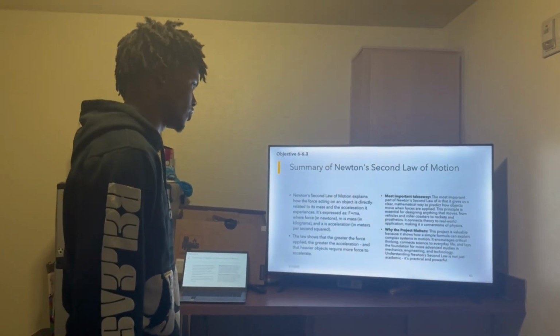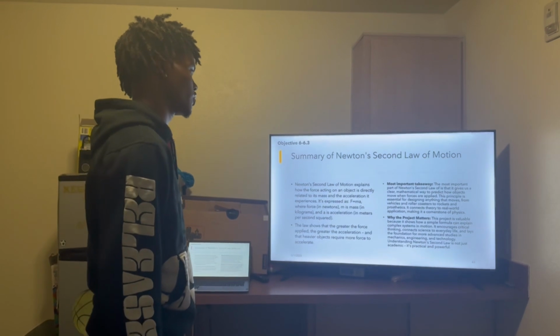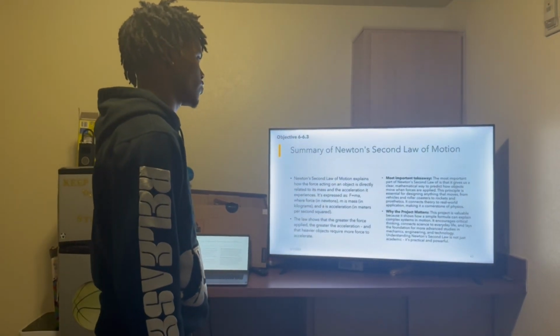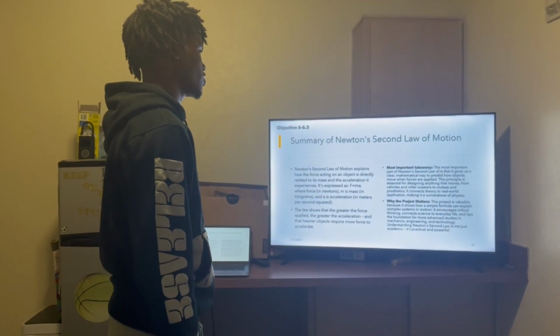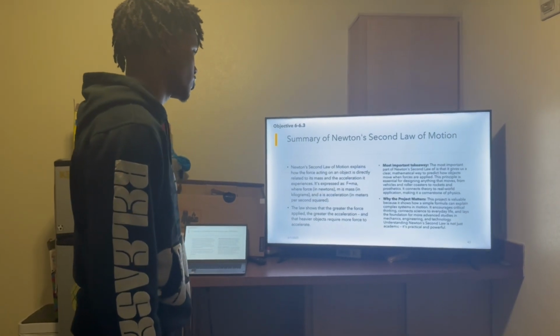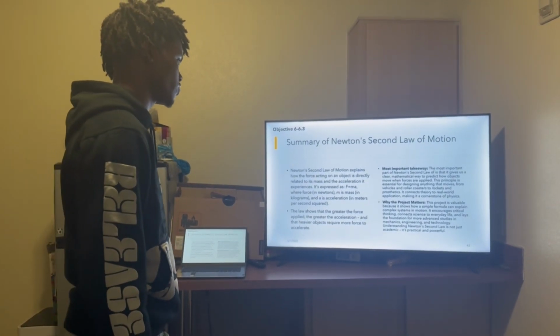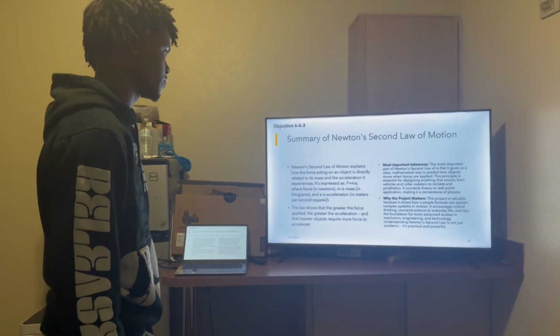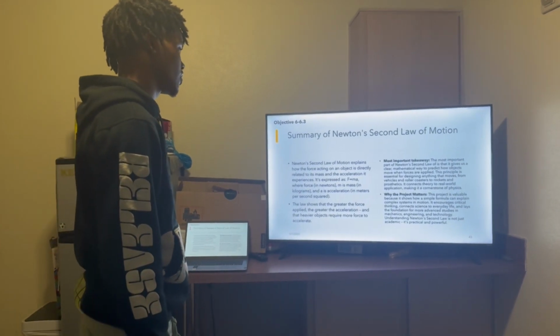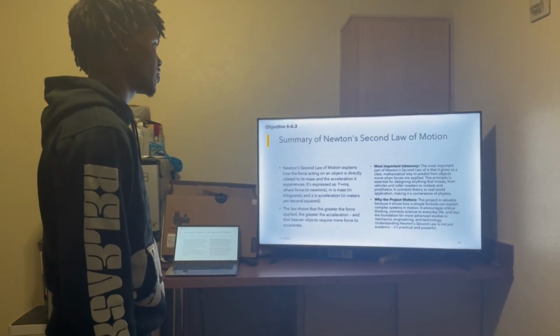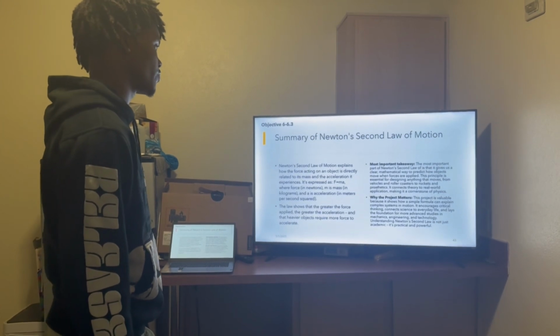Most important takeaway. The most important part of Newton's second law of motion is that it gives us a clear mathematical way to predict how objects move when forces are applied. This principle is essential for designing anything that moves, from vehicles and roller coasters to rockets and prosthetics. It connects theories to real-world application, making it a cornerstone of physics.